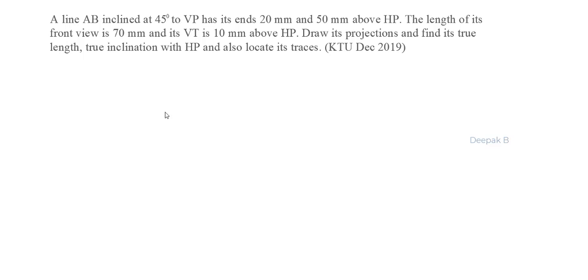So as we know, this is a question from first module, which is related to projection of lines inclined to both planes. So right from the question, we have this knowledge that the location or the shape or the projections of the line has already been given. The front view is fully given, and its vertical trace has also been given, and they are asking to find its true length, true inclination with HP, and to locate the traces.